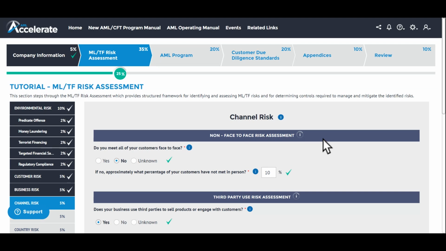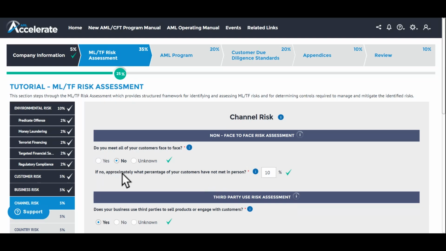The fourth step in the risk assessment process is channel risk, which looks to determine how your organization interacts with your customers. For example, whether directly through face-to-face contact or anonymously, such as through an online-only interaction, or indirectly through third-party agents.